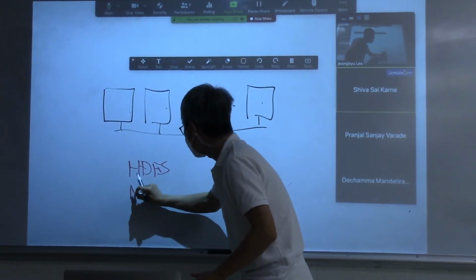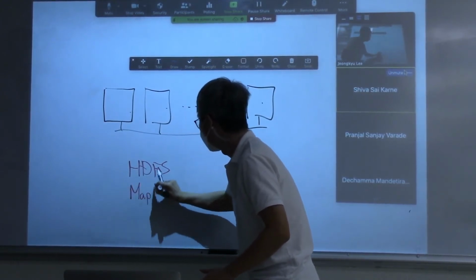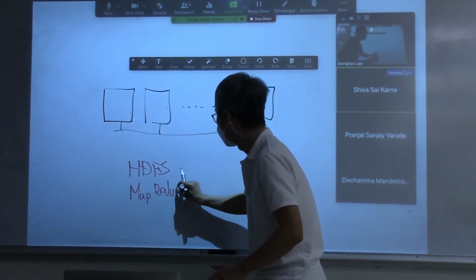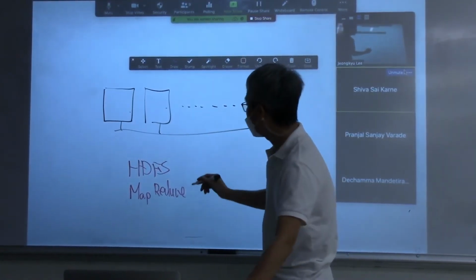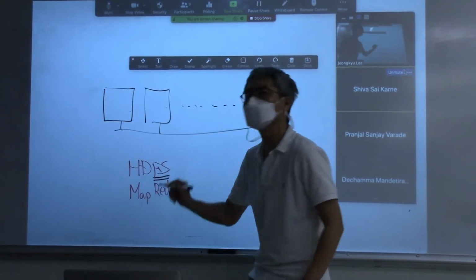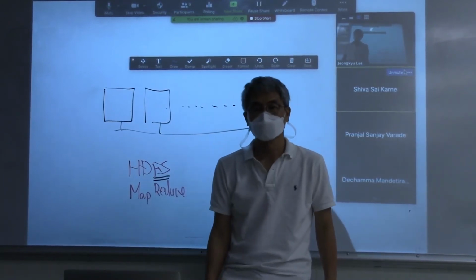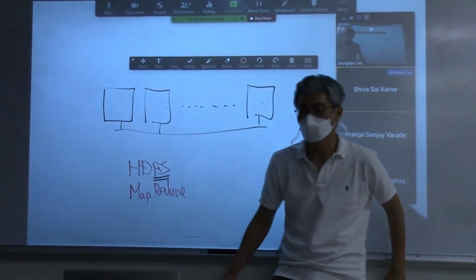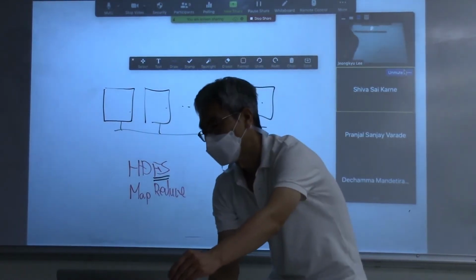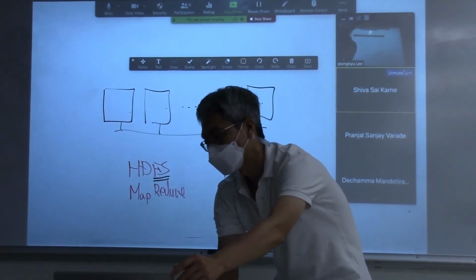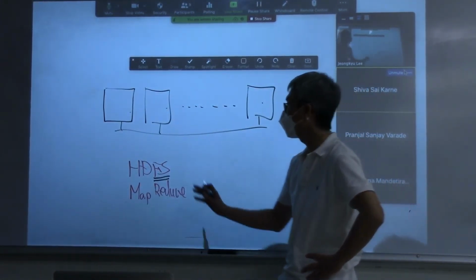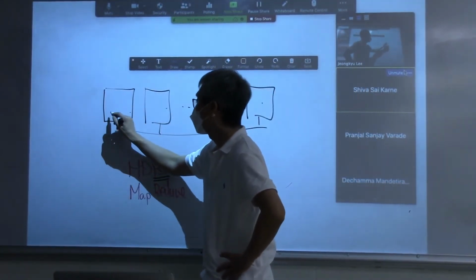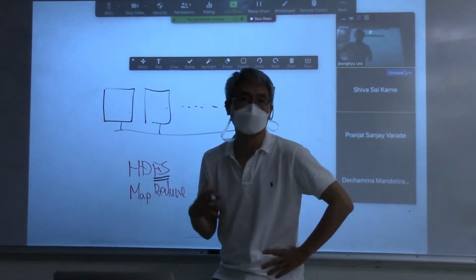Another one is MapReduce. So first, Hadoop distributed file system is the file system. So what is the file system, by the way? So what is the file system? File system is the software to deal with the permanent storage.